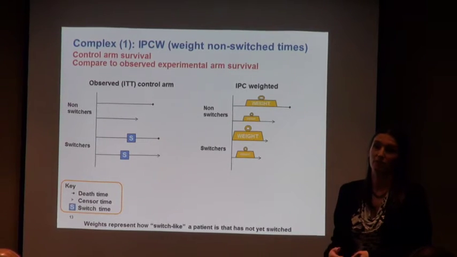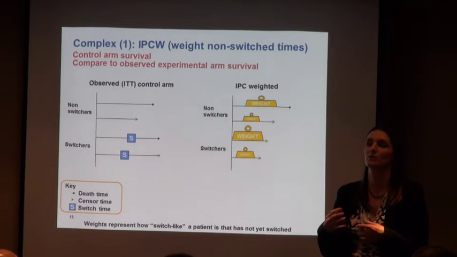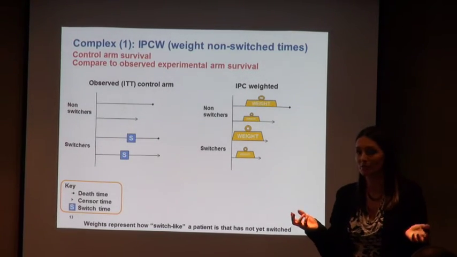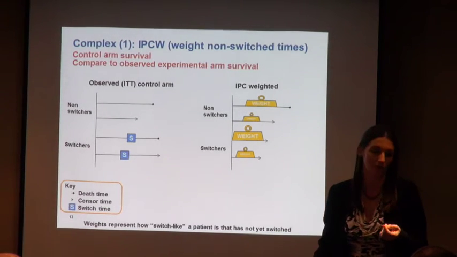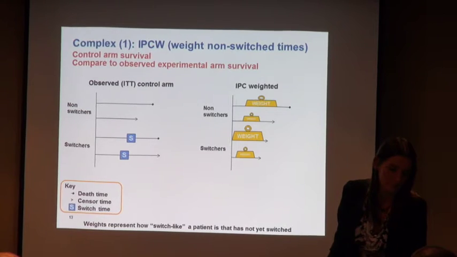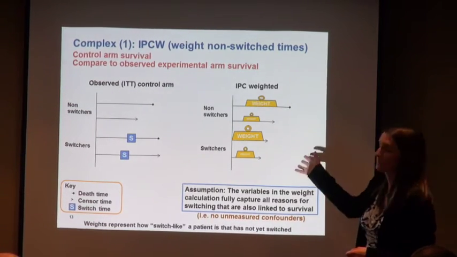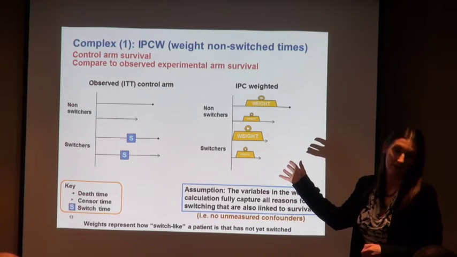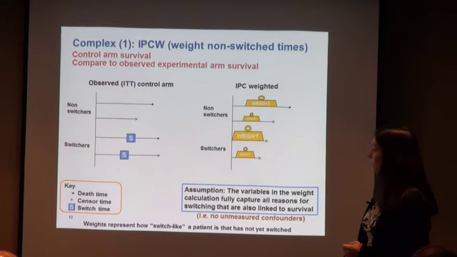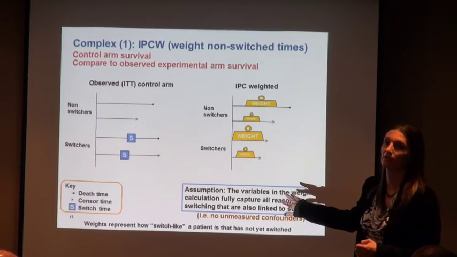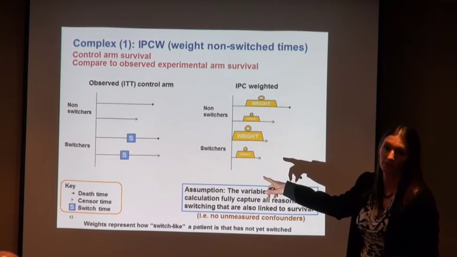And those weights represent how switch-alike patients are at that point, so that the patients which are more switch-alike but haven't switched have more weight in the analysis. They're upweighted to represent the patients that have switched and that have dropped out. And the key assumption in this is that the variables that are used for this weight calculation fully capture all of the reasons for switching that are also linked to survival. In other words, there's no unmeasured confounders. Everything that influences the decision to switch and survival is included in this weight calculation.